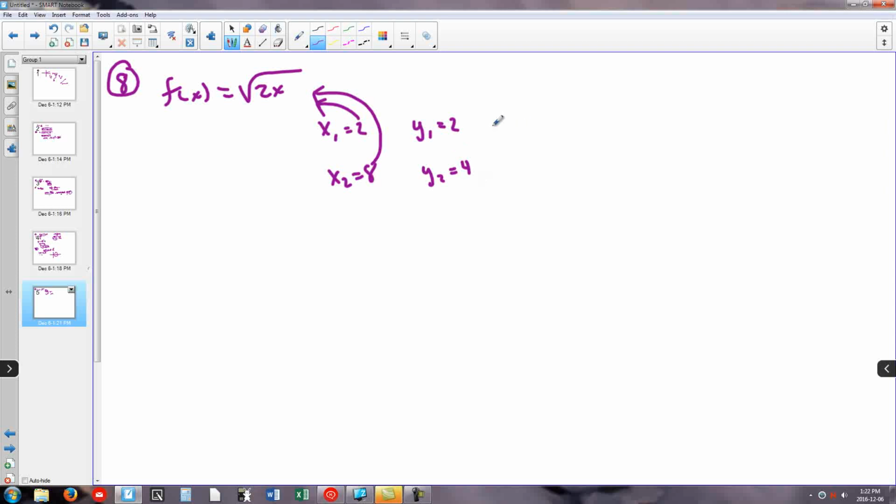The average rate of change is the slope. So I take the change in y's, 4 minus 2, over the change in x's, 8 minus 2. I get 2 over 6, which reduces to 1/3.